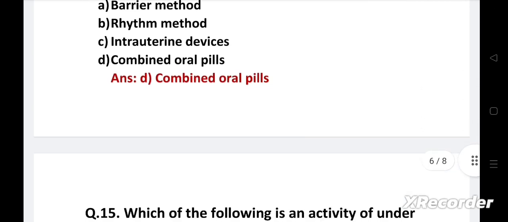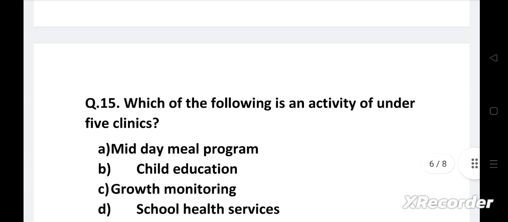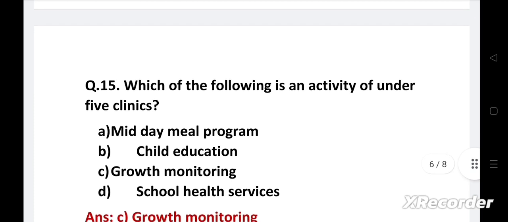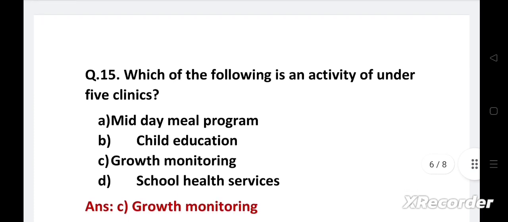Next question. Which of the following is an activity of under 5 clinics? Option A, midday meal program. B, child education. C, growth monitoring. D, school health services. Right answer is option C, growth monitoring.